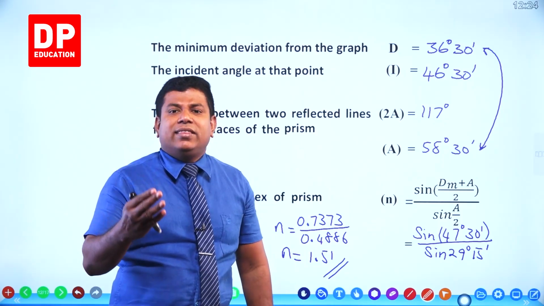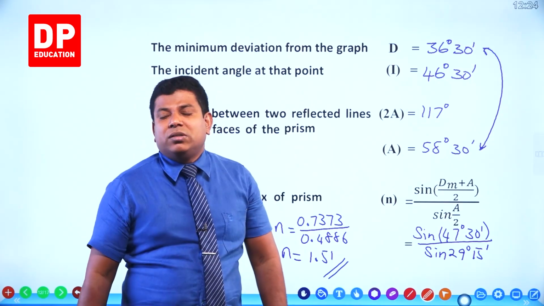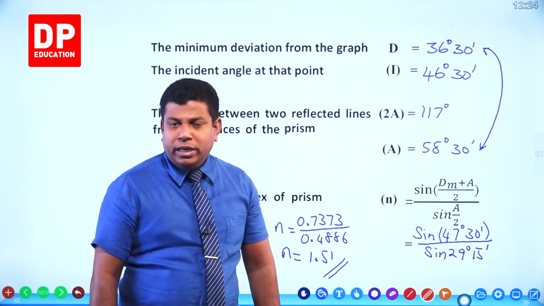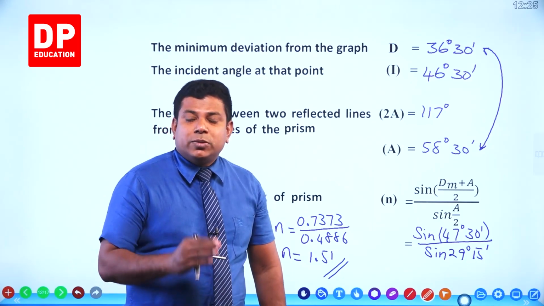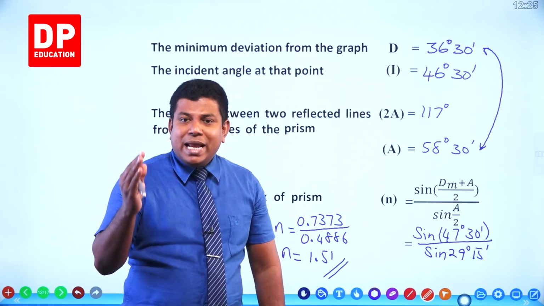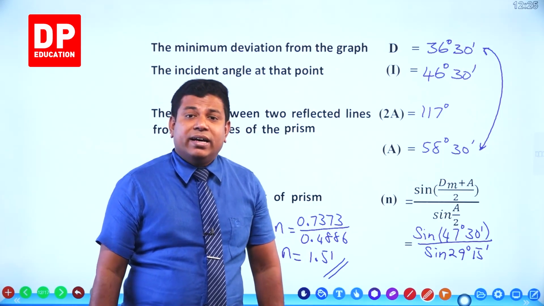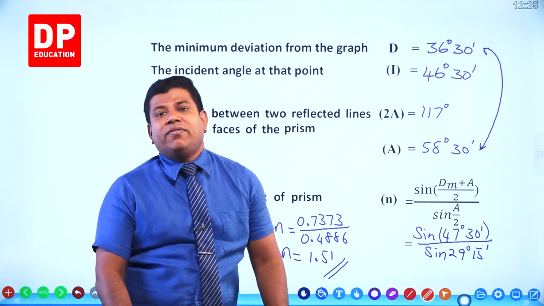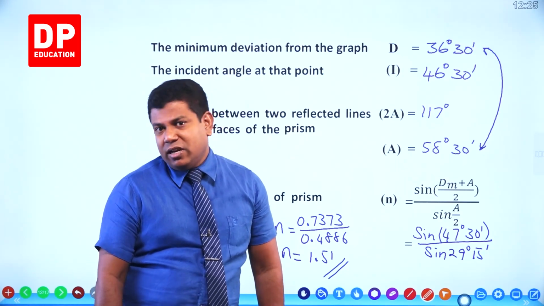So we studied in theory also glass's refractive index is 1.5. We are getting an approximate answer closer to that, 1.51 is what we are getting. Understood? This is how we do the experiment of finding minimum deviation and finding the prism angle, and using those, how to find the refractive index of the material of the prism.